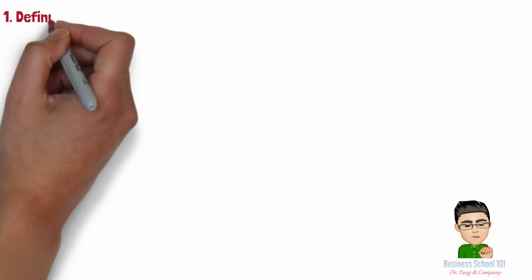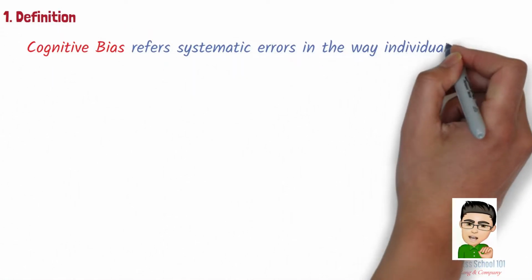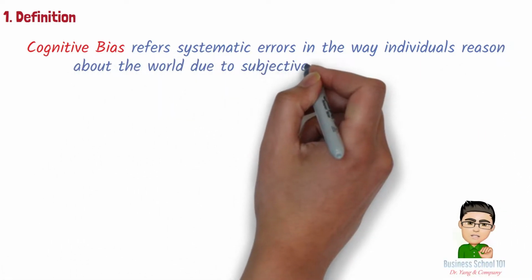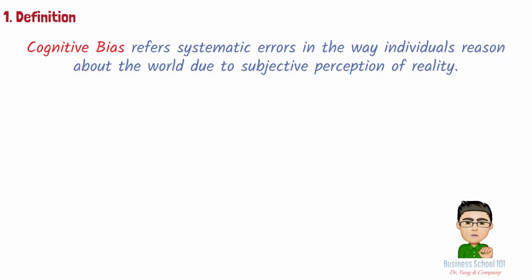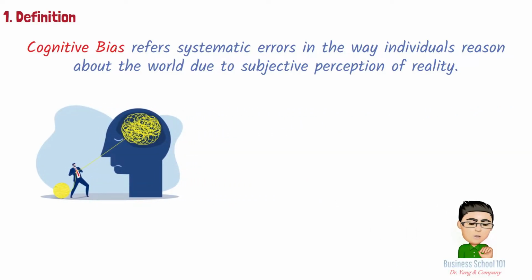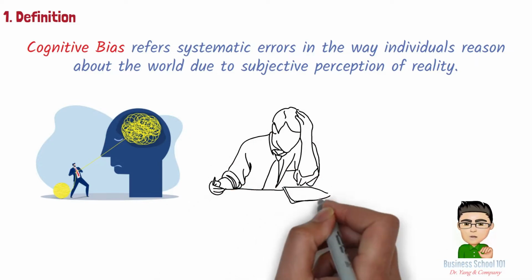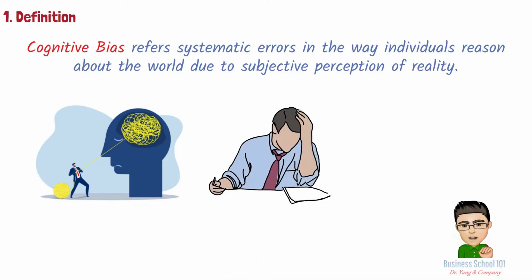Section 1. Definition. Cognitive bias refers to systematic errors in the way individuals reason about the world due to subjective perception of reality. Cognitive biases are predictable patterns of error in how the human brain functions and therefore are widespread. Because cognitive biases affect how people understand and even perceive reality, they are difficult for individuals to avoid, and in fact can lead different individuals to subjectively different interpretations of objective facts.